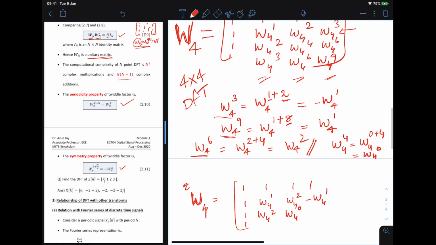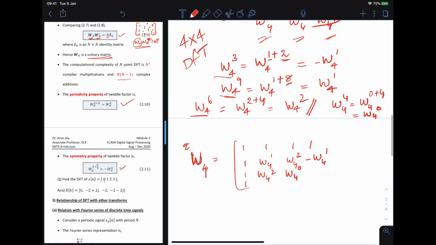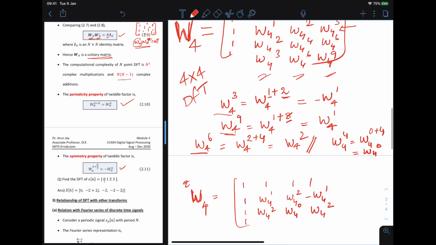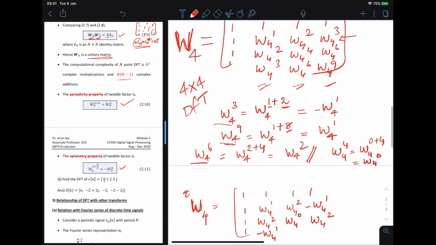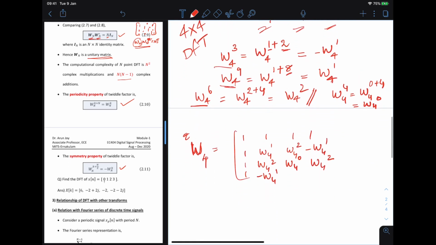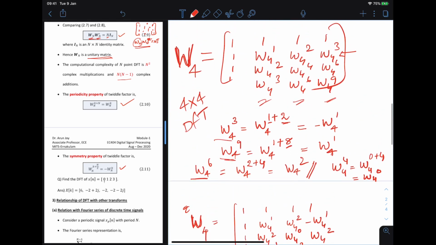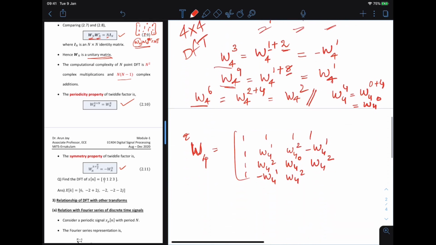Then W4 raised to 6 is equivalent to W4 square. Next, W4 raised to 3, we have got it as minus W4 raised to 1. W4 raised to 6, we got it as W4 square. And what is W4 raised to 9? W4 raised to 9 is W4 raised to 1. So this is our final DFT matrix.